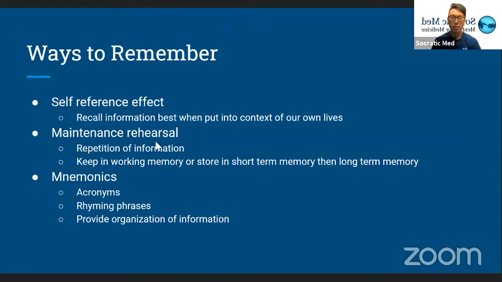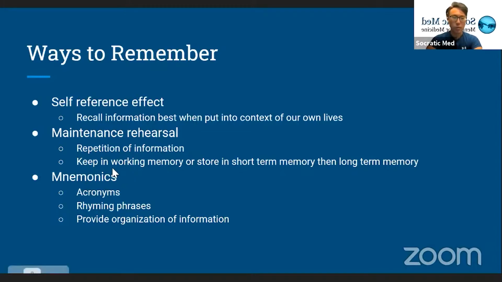And the next thing is maintenance rehearsal. That's when you repeat information over and over again. What you're doing currently while studying for the MCAT is repeating this information over and over again. You're keeping it in your working memory so you can move it to your short-term memory and then eventually into your long-term memory for when you take the MCAT.